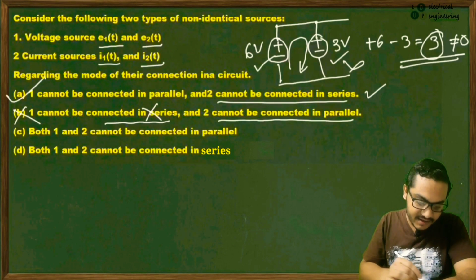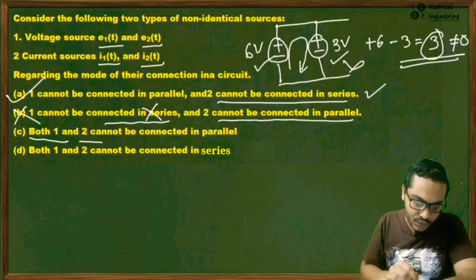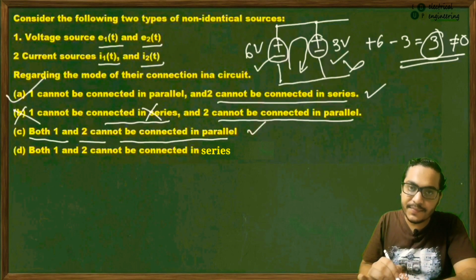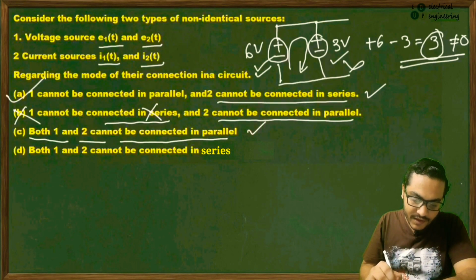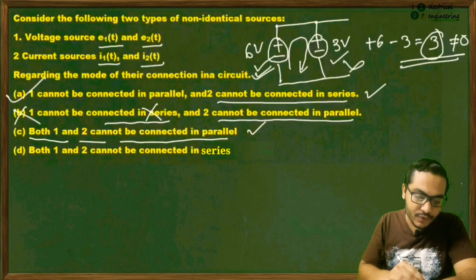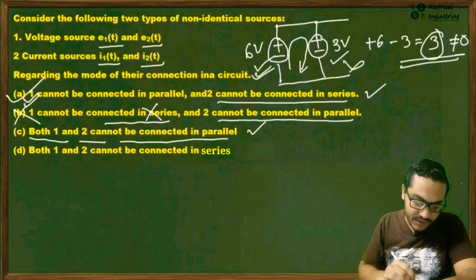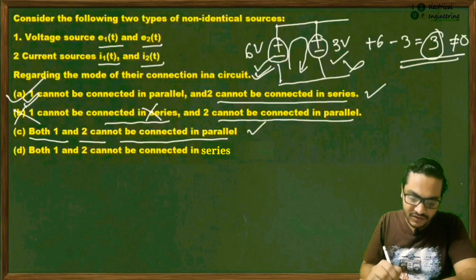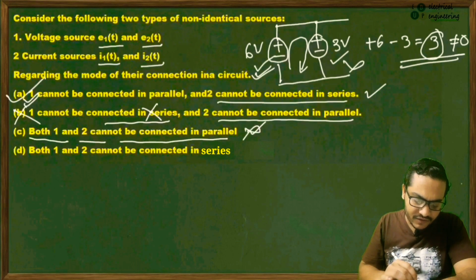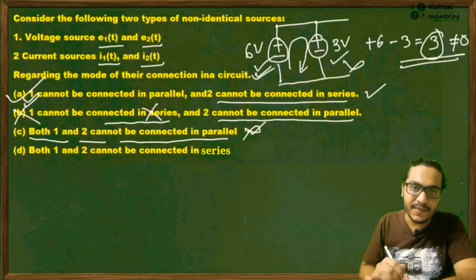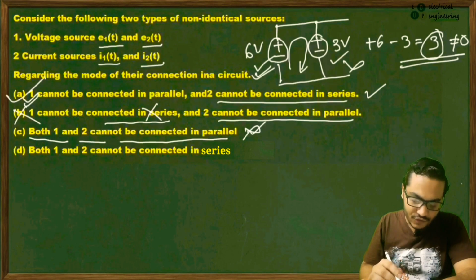Option C says that both 1 and 2 can be connected in parallel. So 1 cannot be connected in parallel, we know that from option A, and 2 can be connected in parallel. So this is false. Why? Because current sources can be connected in parallel. There is no problem. In parallel there should be one node, so we can write the KCL equation.